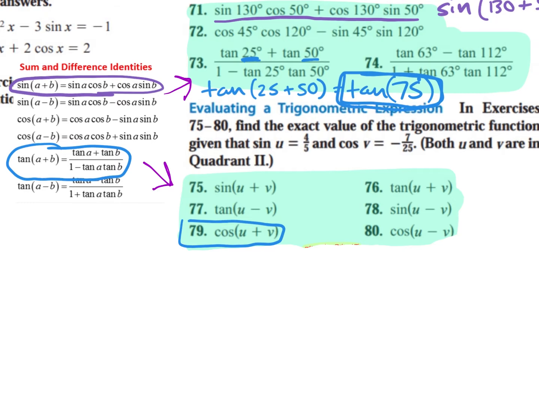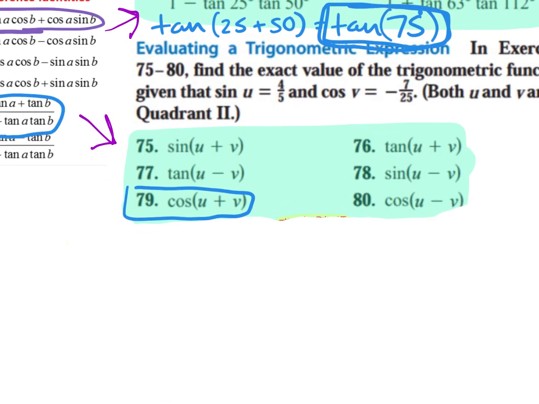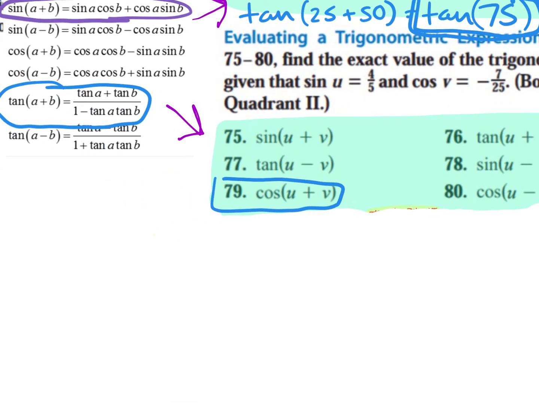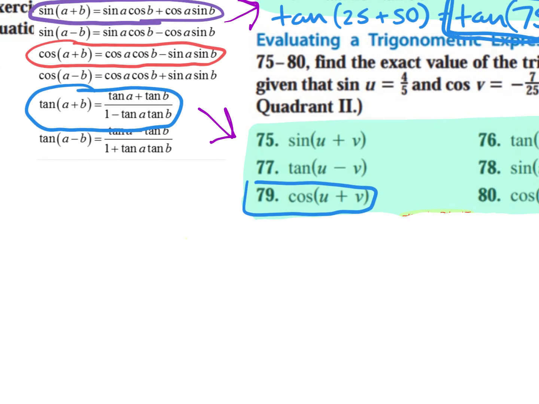Right, for 79, we have to find the exact value of the trig function given that sine of u is 4 over 5 and cosine of v is negative 7 over 25. Both u and v are in quadrant 2. So I have the cosine and I'm adding one. So that is going to be this equation here. So instead of a's and b's, I'm just using u and v. So I have cosine of u times cosine of v minus sine of u times sine of v.